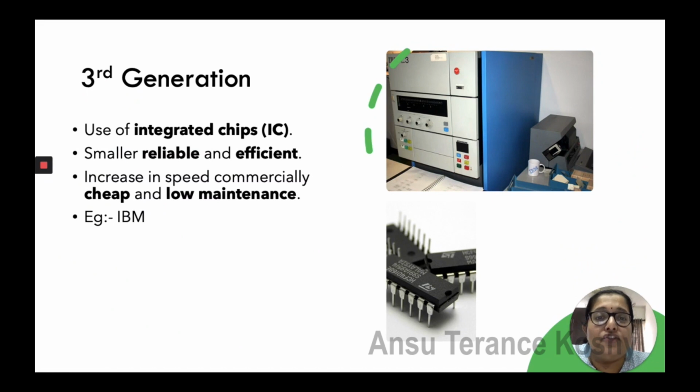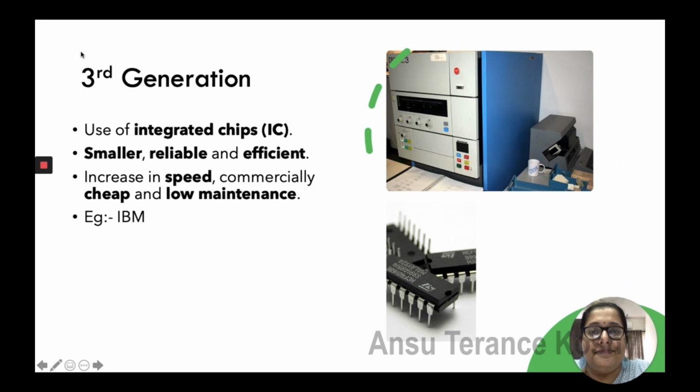The third generation. In the third generation, they changed the components again. They changed from transistor to integrated chips or ICs. In an integrated chip, there were thousands of transistors placed together. So, the size of the system became even smaller in the third generation.